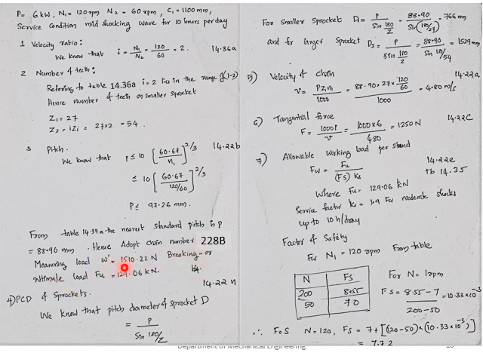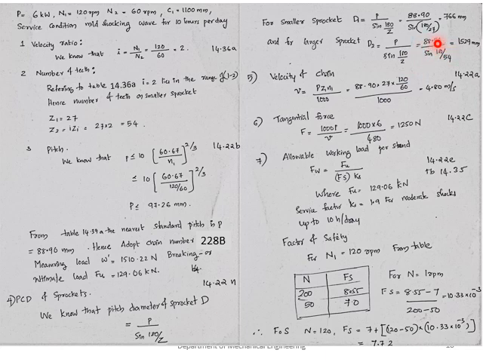And the measuring load is obtained as this, and the breaking or ultimate load is obtained as this. So we will be selecting the chain as 228B. Then find the PCD, the pitch circle diameter of the sprocket, using the simple equation P by sine 180 by Z, where P value is obtained as 88.90, divided by sine 180 by 27. And for the largest sprocket, D2 is equal to P by sine 180 by Z.